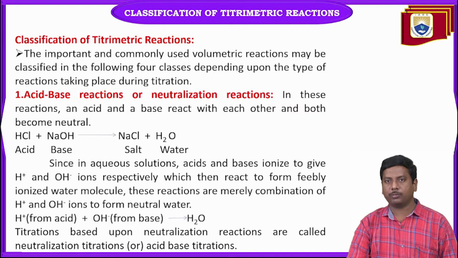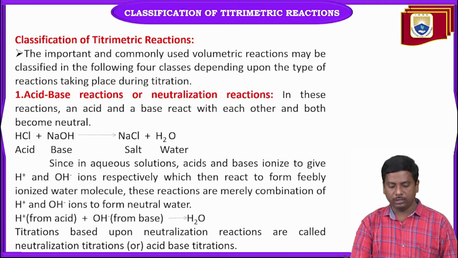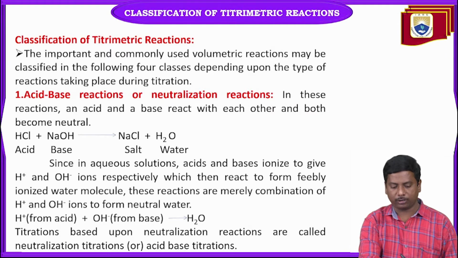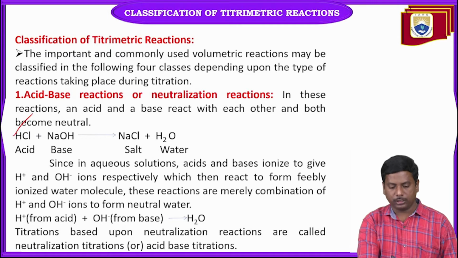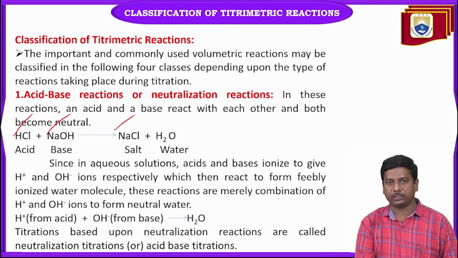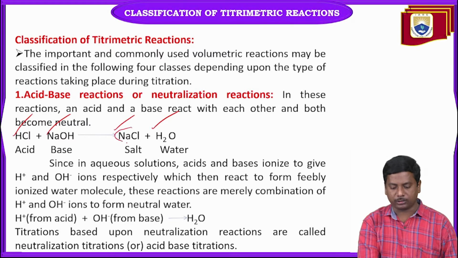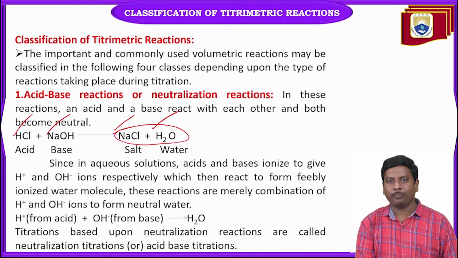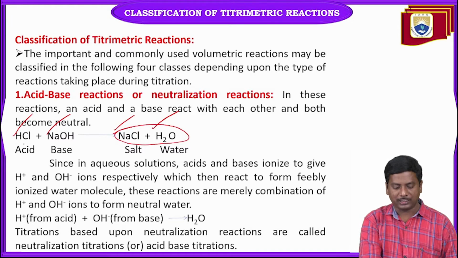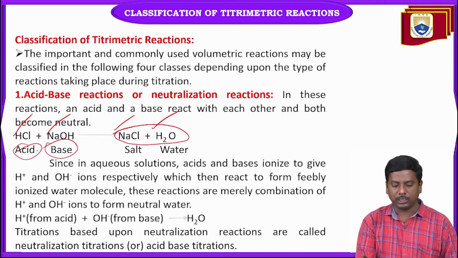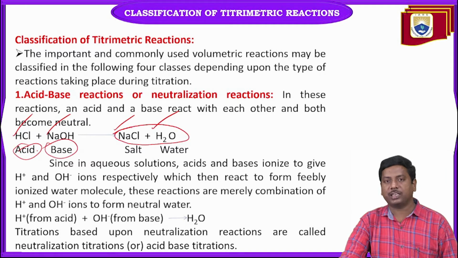So by taking the example of the strong acid and strong base: strong acid is hydrochloric acid and strong base is sodium hydroxide, to give the product sodium chloride salt. That is also neutral, and water is also a byproduct. This is also neutral. So both products are neutral compounds, produced by taking an acid and a base. That's why these are called acid-base reactions or neutralization reactions. Acid-base reactions are neutralization reactions.